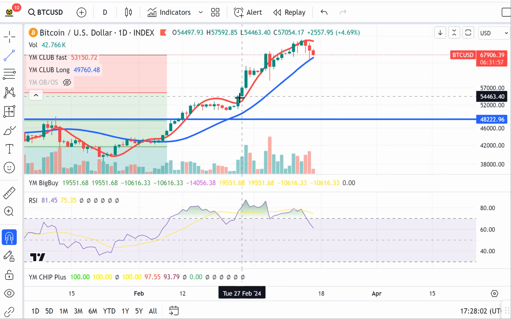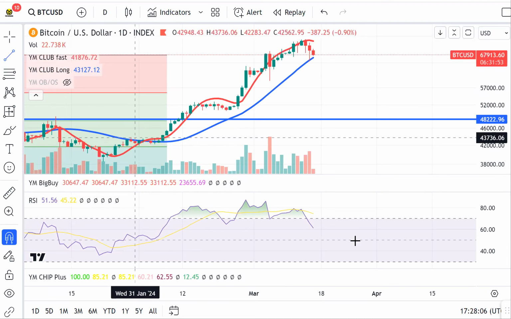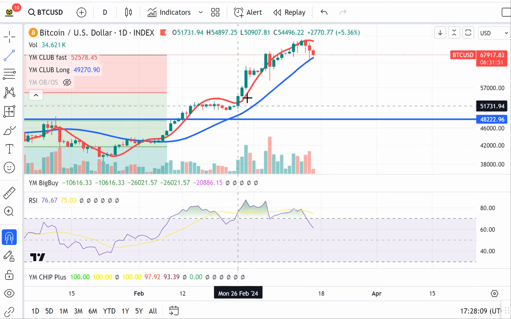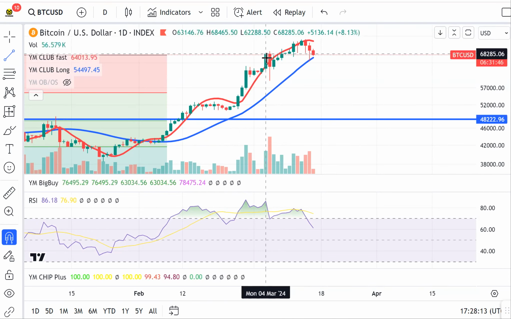If you have my indicator, this one, YM Club Fast, the indicator bundle, including all of my indicators, basically, you can see here is one of the buy points. You can buy back here and you hold it, okay?